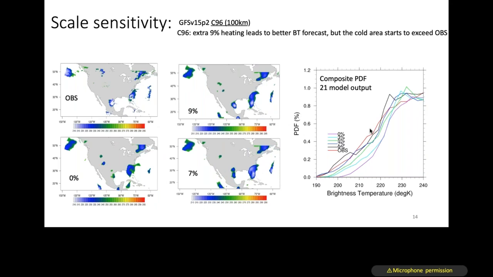And similarly, here is a 100 kilometer run. We also see this problem of the PDF turning from a warm bias to a cold bias. So with that, here's my summary.